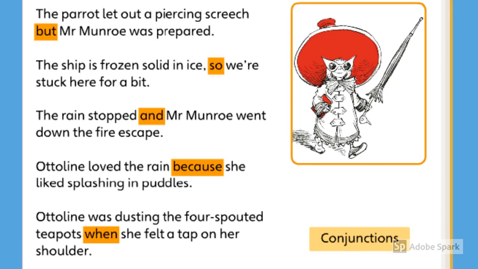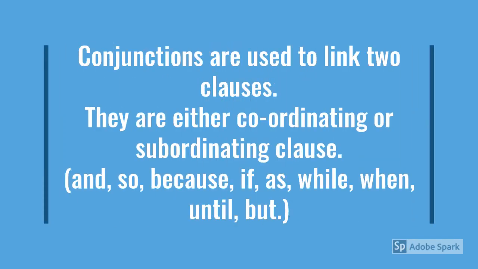Did you manage to find the conjunctions? Well done. Now have a think. What is the purpose of conjunctions? Conjunctions are used to link two clauses. They are either coordinating clauses or subordinating clauses. Here are some examples of conjunctions: and, so, because, if, as, while, when, until, and but. Add these to your list.